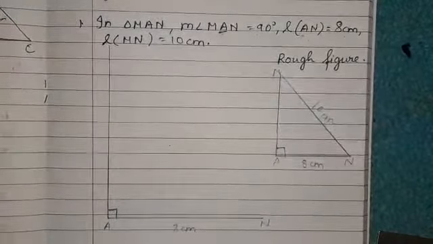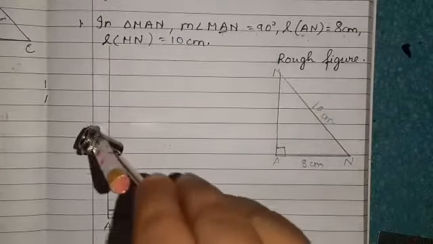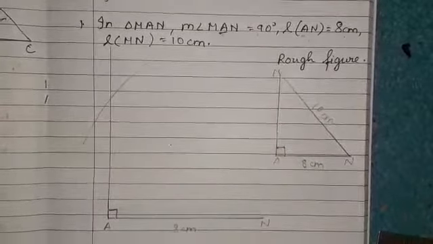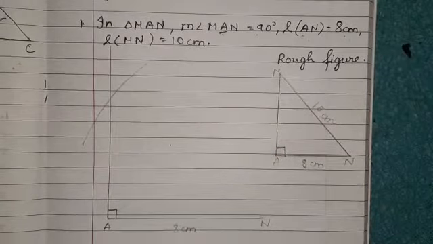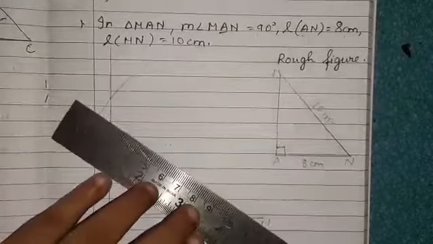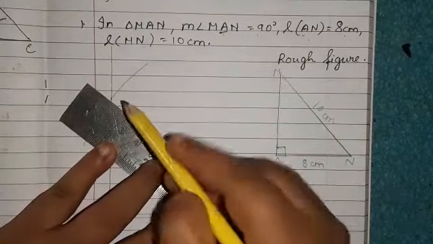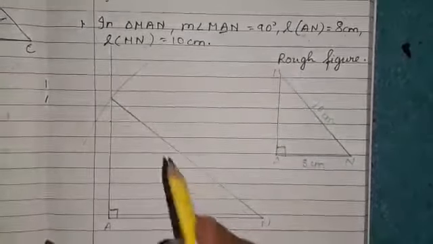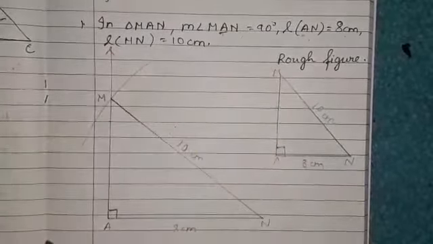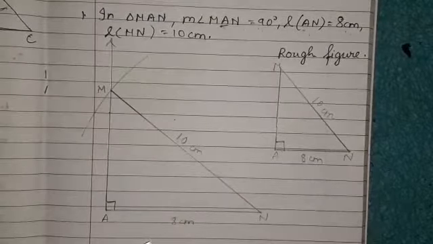N we have, M we don't have. So on N you will keep in this way and you will draw an arc on this right angle. Got? So now this distance will be 10 centimeter. Take the pencil and scale and join this properly. Suppose here is M and if you join you will get it in this way. And this 10 centimeter MN. Got? So here we have got a right angle triangle with hypotenuse and one side.